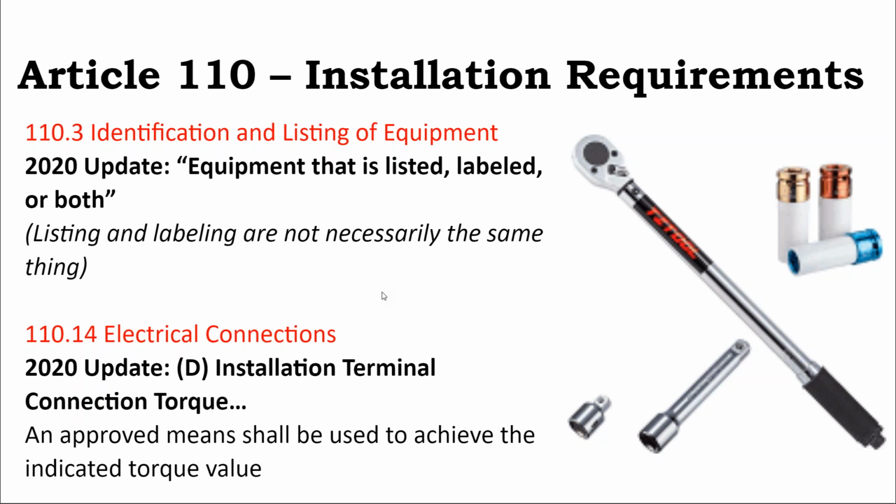Installation torque values: they're putting in code, an approved means shall be used to achieve the indicated torque value. So this is a big update. Basically it says you have to have a torque wrench on site to complete your cable termination torquing. And I would say not all solar installers have torque wrenches on site. They rely on, I use my hands, and I know what a tight connection is. Code now says have a torque wrench.